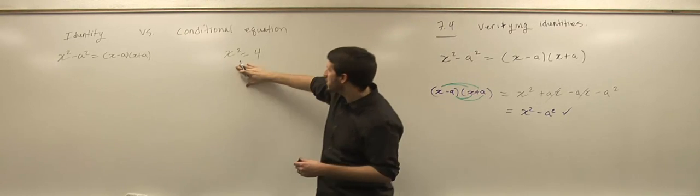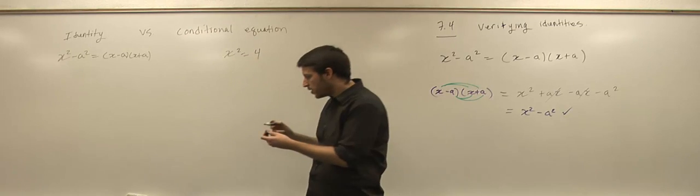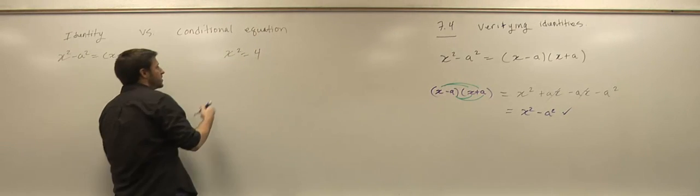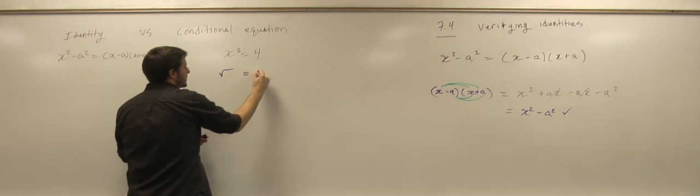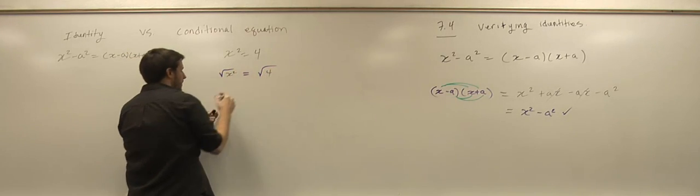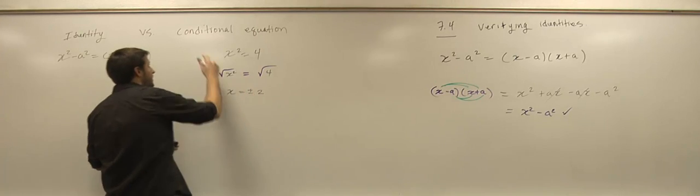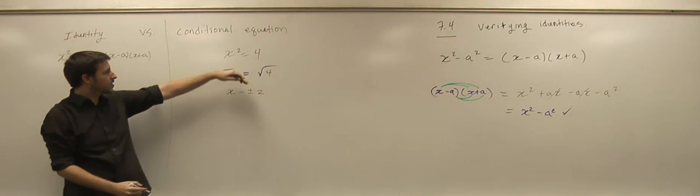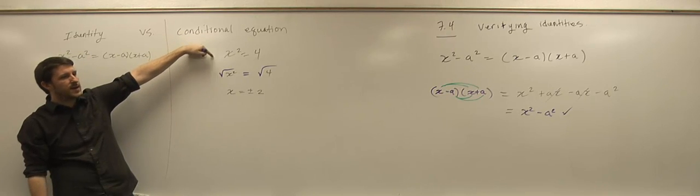On this equation, if you want to solve it, what would you do? Square root. You can actually do things to both sides. You can say, oh, well, if x squared equals 4, then the square root of x squared has to equal the square root of 4. And you can get x equals plus or minus 2. This is how conditional equations work. And the reason we can do that is because we're assuming x squared equals 4. We're assuming already this is true.